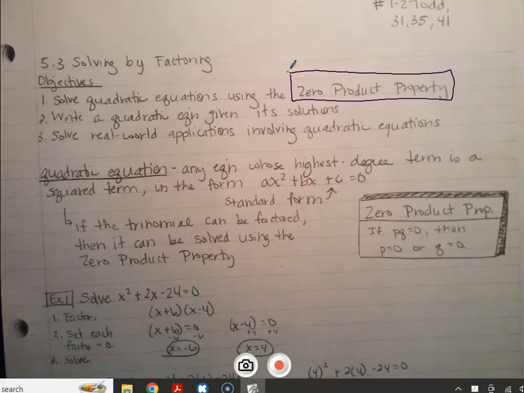2, we're going to write a quadratic equation given its solutions. So we're going to write the quadratic equation. And 3, we're going to solve some real-world applications involving quadratic equations. So some fun stuff coming up.